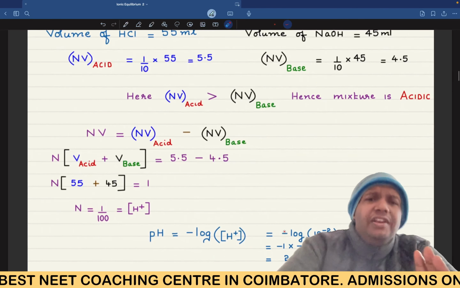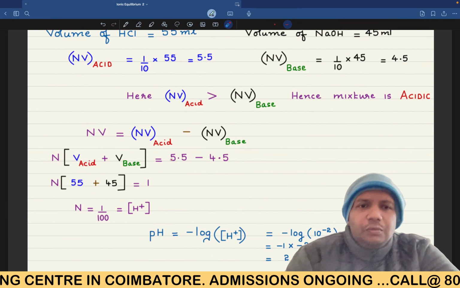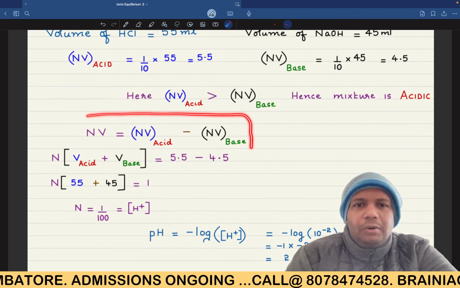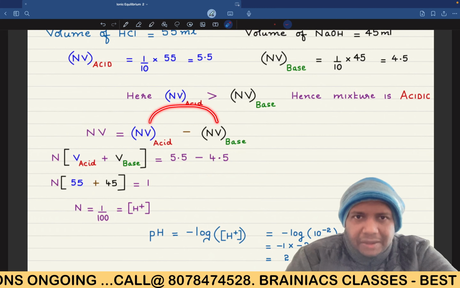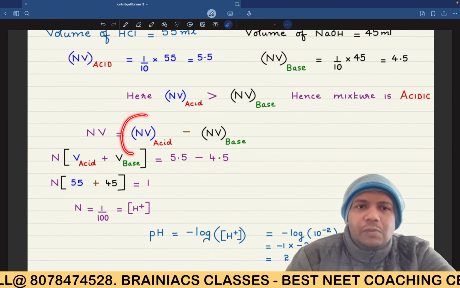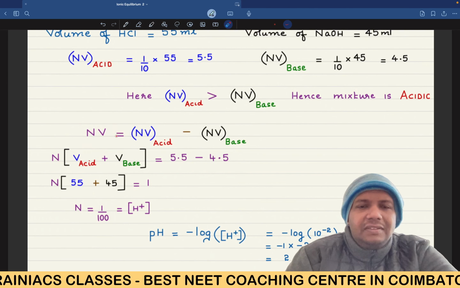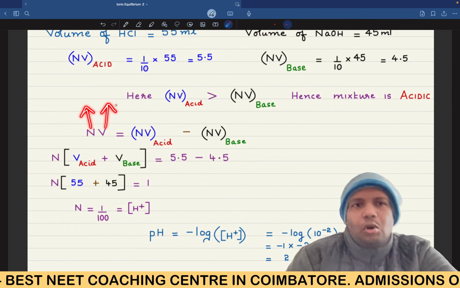Now you want to find out what its pH value is. What will you do, sir? You do a subtraction of these two. Please remember this method, very, very important. So you do a subtraction, NV of the acid minus NV of the base. Why are we subtracting the base from the acid? Because this is the higher value. This is equal to NV. NV means the resultant mixture's normality and the resultant mixture's total volume.